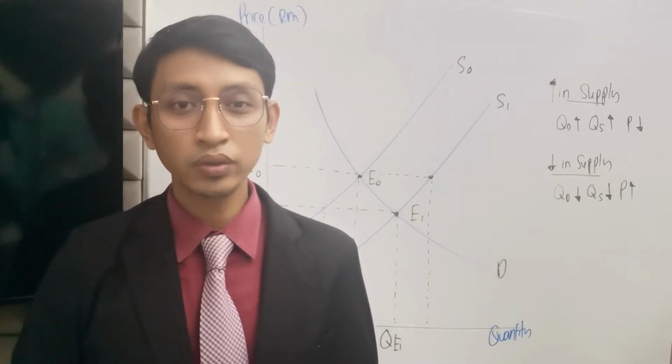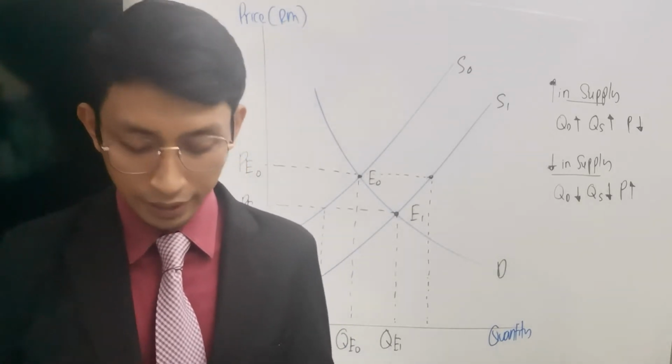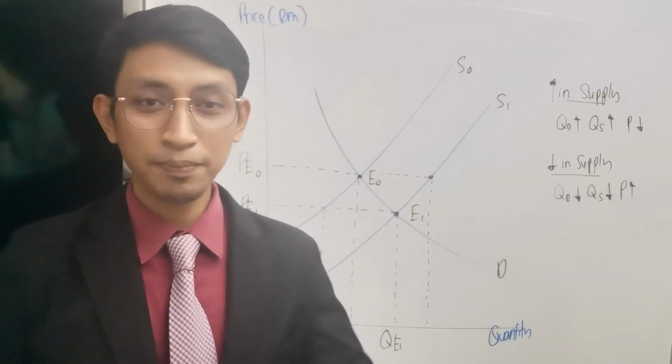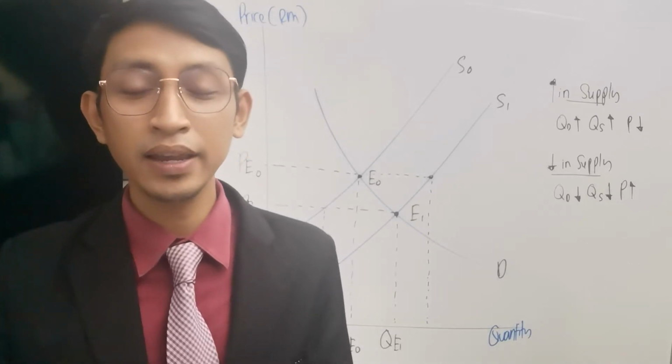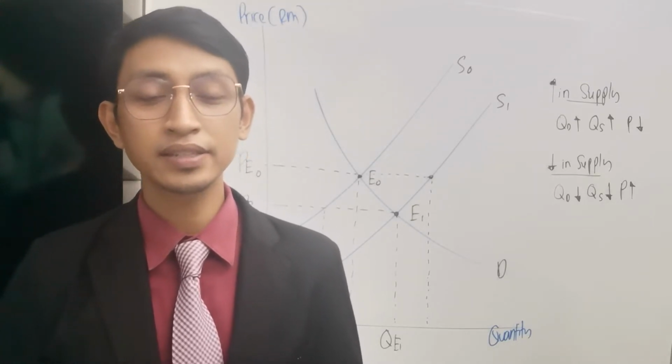In this video, we are going to talk about changes in supply. So there are two types of changes in supply. First one is increase in supply. Second one is decrease in supply.